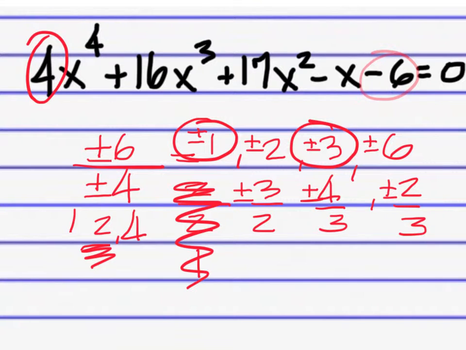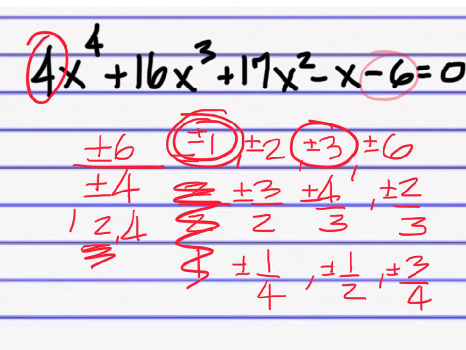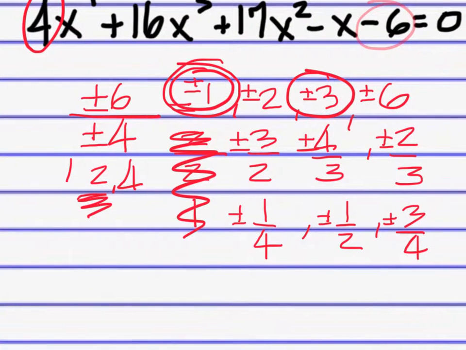If I did 6 over 2, that's a 3. We already have a 3. So now we've got to do them over 4. So 1 over 4, we could have a 1/4. 2 over 4 is a half. I don't think we have a half yet. 3 over 4 is 3/4. 4 over 4 is 1. We already have a 1. 5 over 4 is still a possibility. And then 6 over 4 is the same as 3 halves.